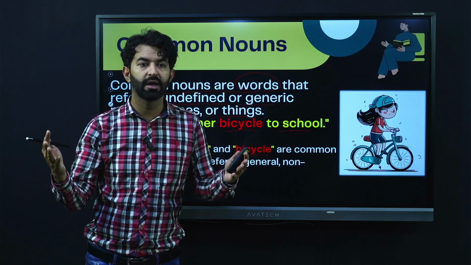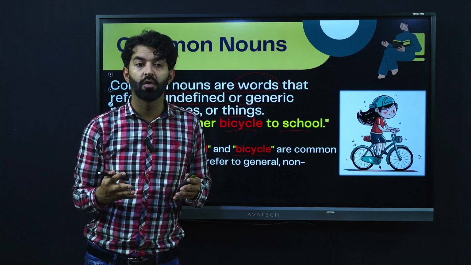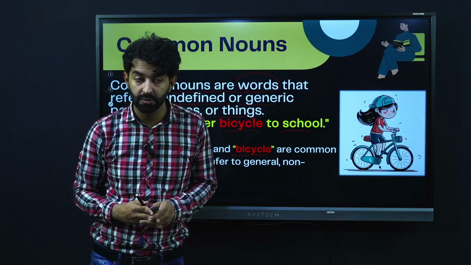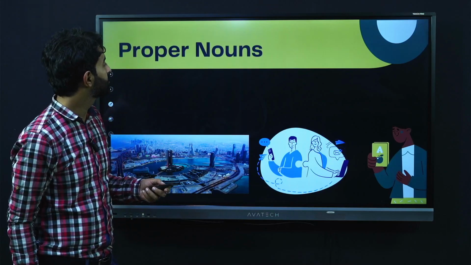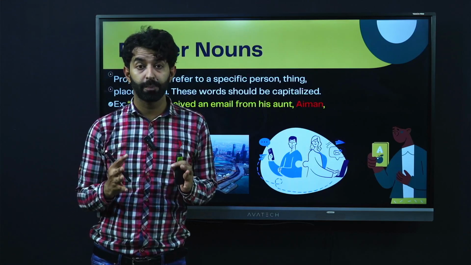Chair, light, table, book, all these are the names of things that are very common. Hence, we call them common nouns. Now, moving on, proper nouns.